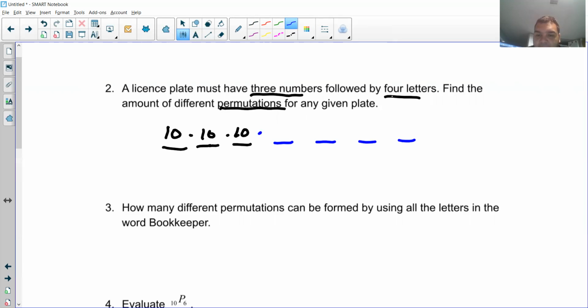Times the letters in the alphabet. We're going to say the English alphabet, so this is going to be 26 different letters. It could be A, B, C, Q, R, T, V, W, whatever. So 26, 26, 26, 26. It's going to be a huge number, so don't be shocked. Think about it, you could have a lot of license plates, so it should be a huge number. I'm going to write down the number right now: 26 times 26 times 26 times 26.